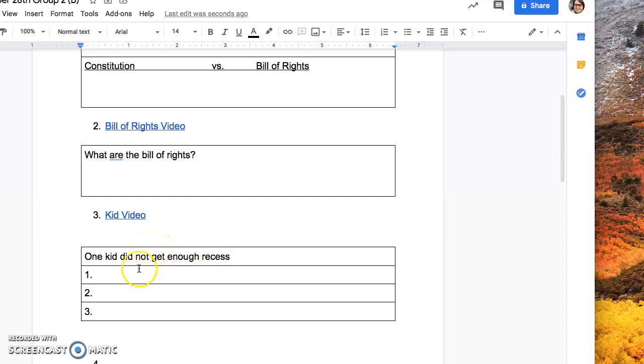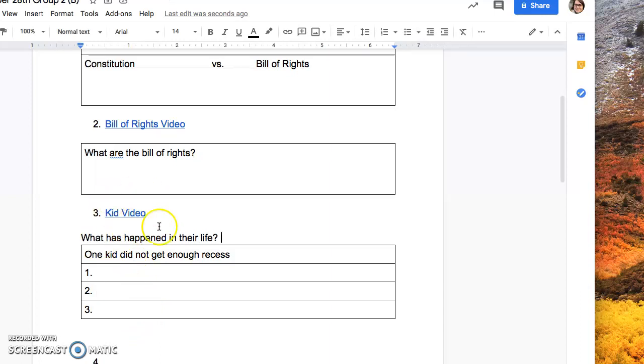So I want you to come up with 3 things from the kids. What has happened in their life based on the rules that they came up with in their video?